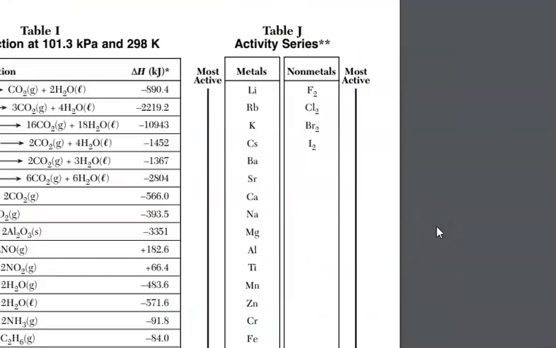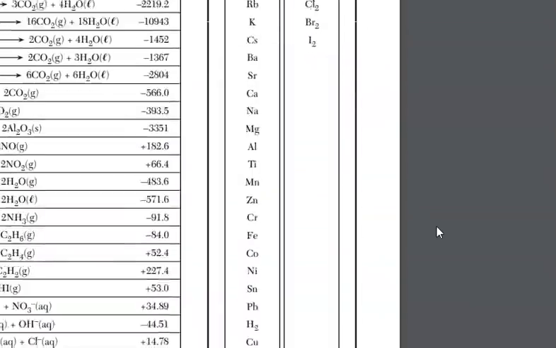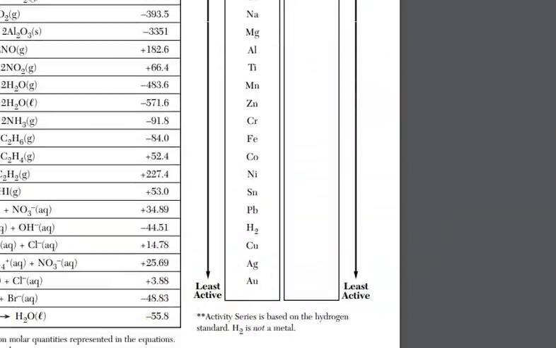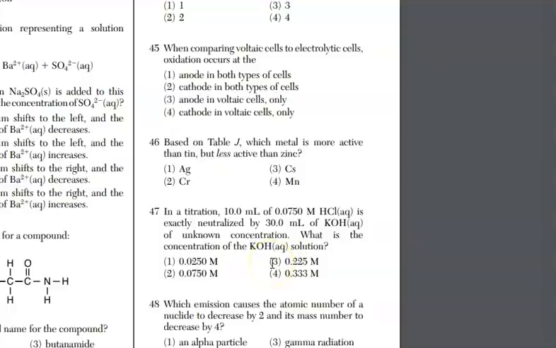Okay, I'm at reference table J. We're looking for tin and zinc. I'm just going to scroll down so you can see this. And we were told more active than tin, which is here, but less active than zinc. One of the choices then better be Cr, Fe, Co, or Ni. And let's take a look. All right, for 46 then, we found Cr. That's choice 2. That's our answer.